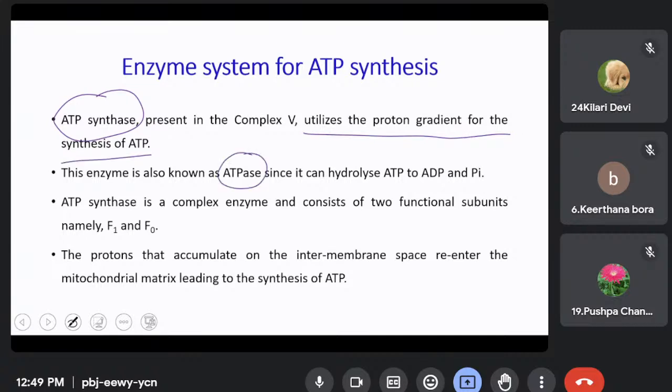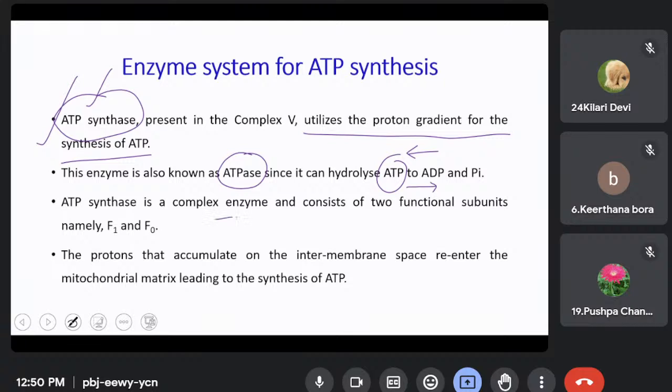This enzyme is also called ATPase. Yes, it can also hydrolyze ATP to ADP and Pi. So this enzyme can synthesize ATP from ADP and Pi. It can also break down ATP to ADP and Pi. That means this complex is both synthase as well as ATPase. Let us restrict our class only to the ATP synthase form.